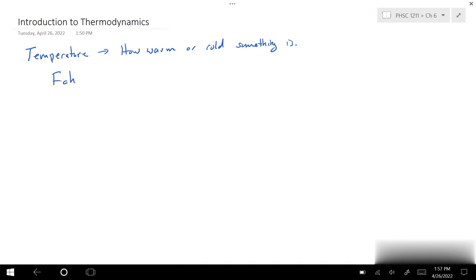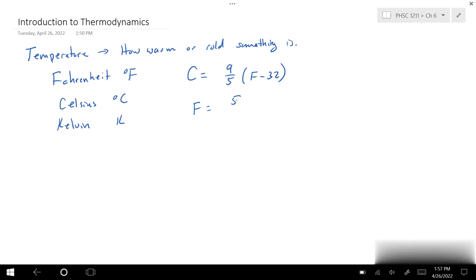There are three types of units that we use to measure temperature: Fahrenheit, so degrees F, Celsius, degrees Celsius, and Kelvin, which most of you probably have not used. I used it a lot working on my astrophysics master's. Kelvin is an absolute scale. We'll talk about that here in a second. Physicists and astronomers love to use Kelvin. So conversions: Celsius is equal to 5/9 times Fahrenheit minus 32. And if you want to go the other way, Fahrenheit is 9/5 Celsius plus 32.